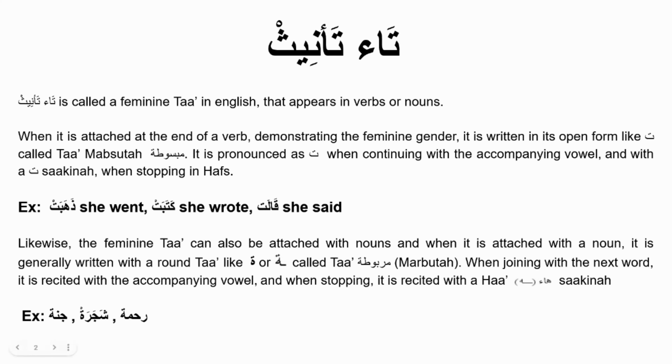Ta marbuta, which is this round ta, only appears in nouns and it is not found in verbs or huruf, and it only appears at the end of a noun. It does not appear in the beginning or in the middle, and it is pronounced with a ta sound if the reciter connects the word to the following word, but if the reciter chooses to stop at the word that ends with ta marbuta, it is pronounced with ha sakina.